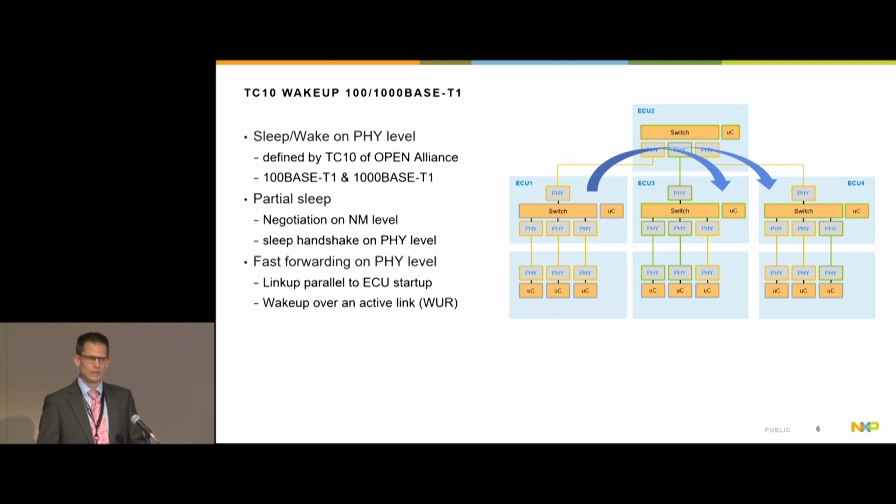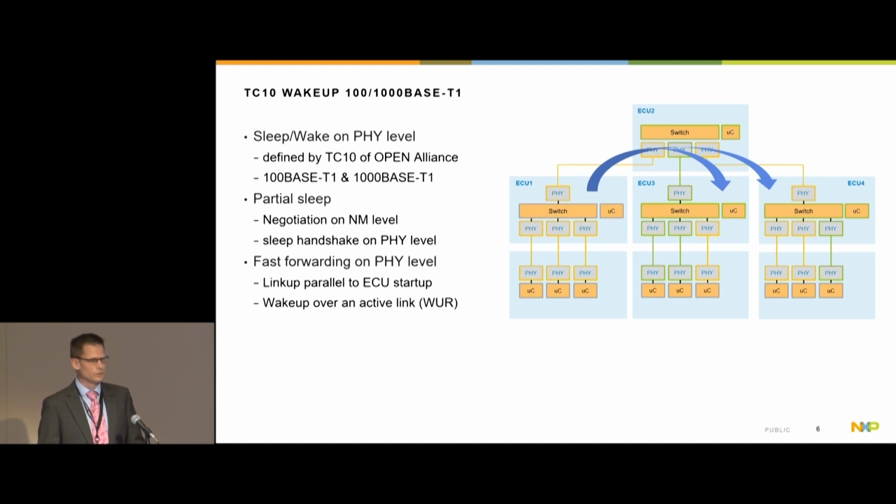The 10BASE-T1S is fully defined on the physical layer, on PHY level. If the link should go to sleep, this of course involves the network management, so there must be a trigger to go to sleep from the application side. But the handshake to really align on going to sleep happens on the PHY level. And this is really per link. So in a network you can have partial networking because you can just switch off links which are not needed.